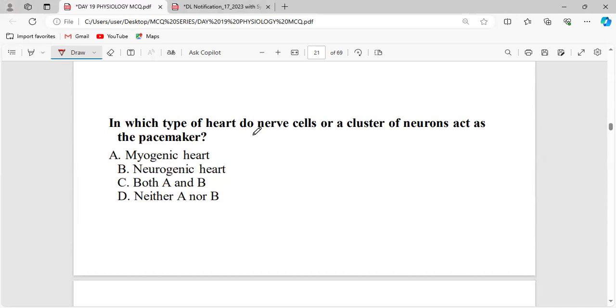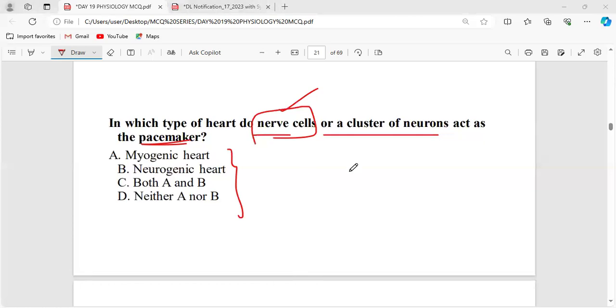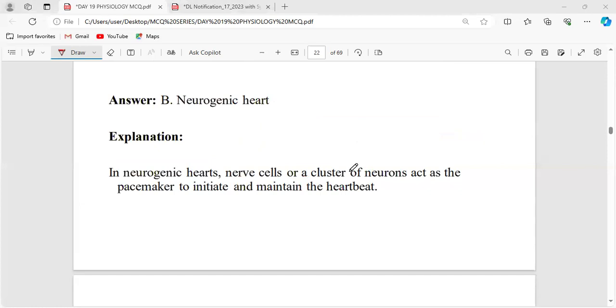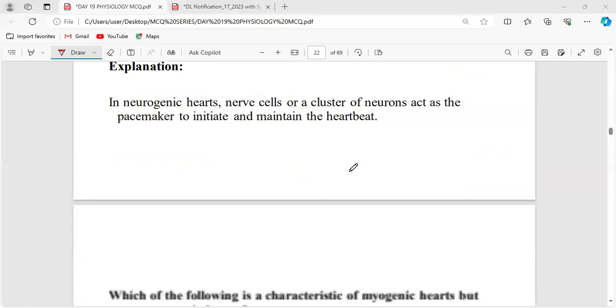Which type of heart has nerve cells or a cluster of neurons acting as a pacemaker? In which heart do nerve cells act as a pacemaker, the myogenic heart or the neurogenic heart? That will be the neurogenic heart. In the myogenic heart, the SA node acts as the pacemaker.